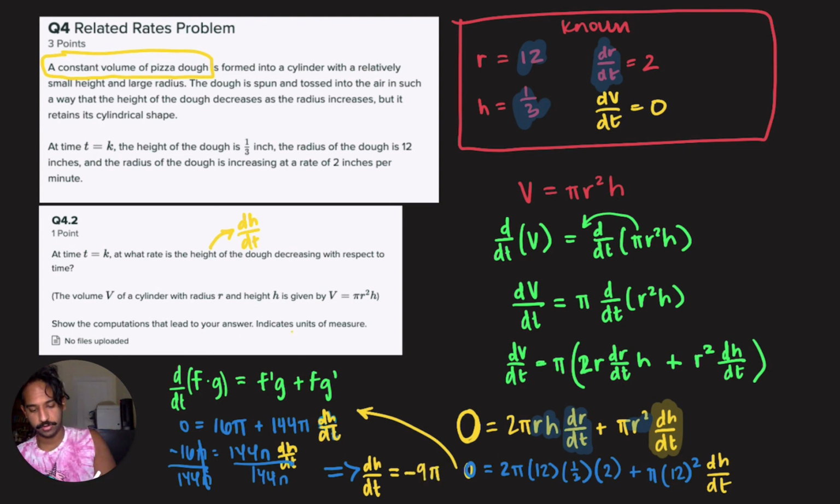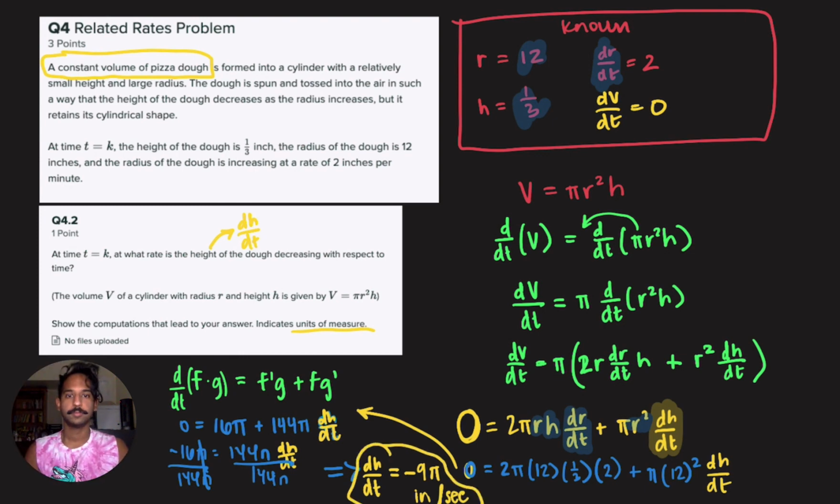And the question asks for units of measure. This is volume, so this is going to be inches cubed per second. Oh, this is the height, sorry. So it's going to be inches per second. And there's our answer. Took us a little bit of time, but we got there. The height of the dough is decreasing by 1/9 inches per second at time k.